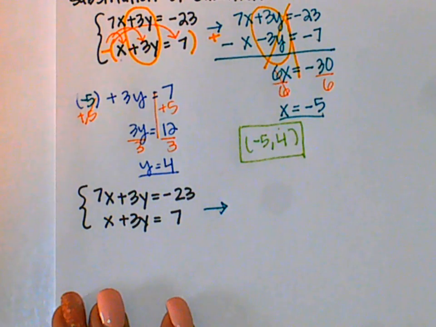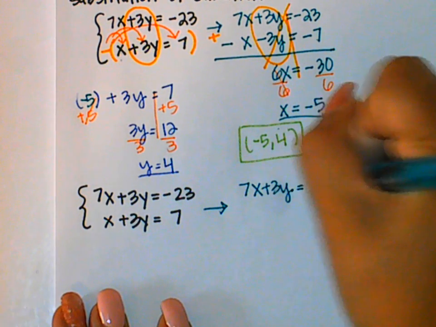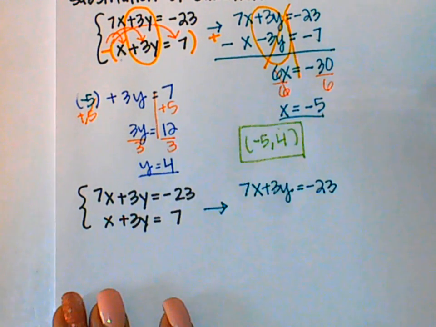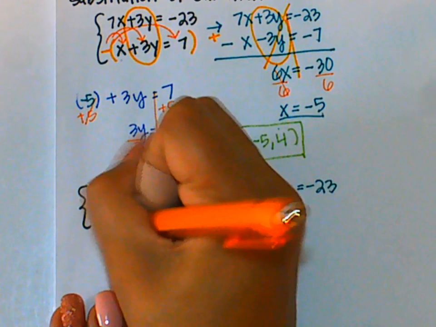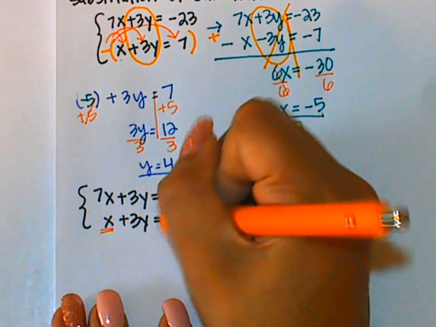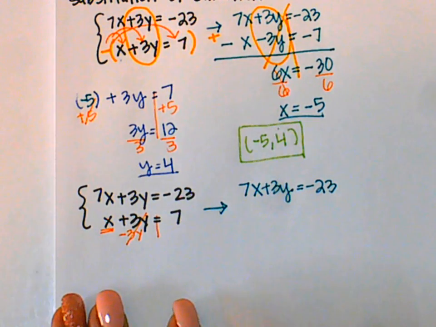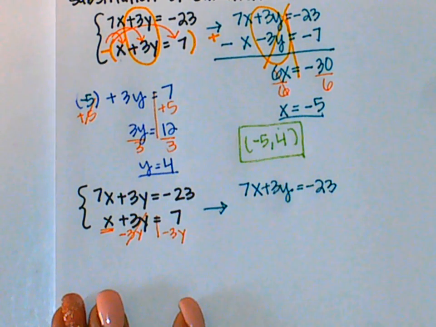I'm not changing the top, so I'm going to write that again. Now the bottom one, I want this x to be by itself. That means I need to get rid of that 3y. So to get rid of it, I'm simply going to subtract it to cancel it out. But what I do on one side, I must also do to the other.